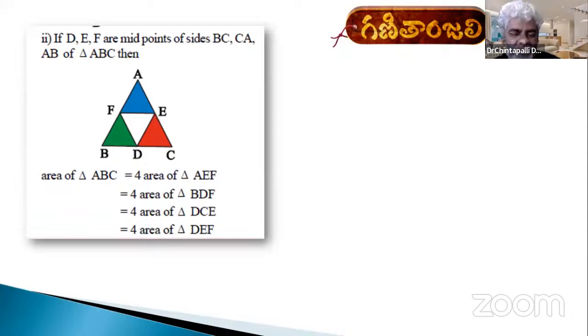It's not the centroid. Centroid is not mentioned here. D, E, F are midpoints. By connecting those three midpoints, we can see a white triangle. Yes, the inner white triangle, right? This white triangle has another name.